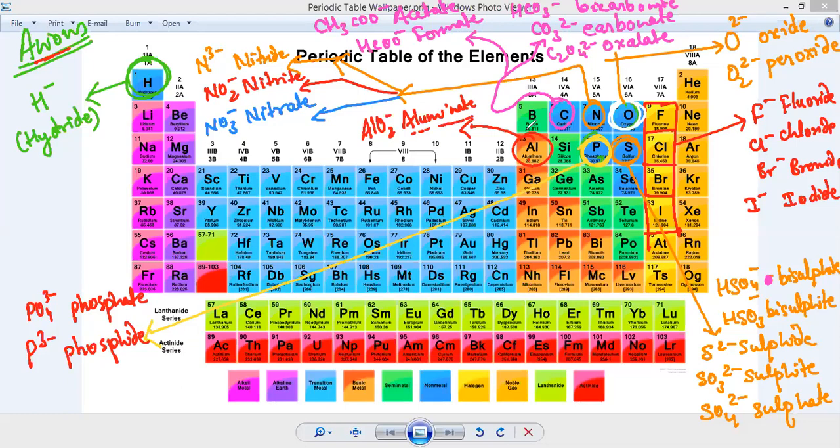So how many anions are you seeing on the screen? Just a second, sir. So it's 23 anions. Okay, so till now we have discussed 27 cations and 23 anions. If each of these cations forms a bond with each of these anions, how many compounds are you going to get?